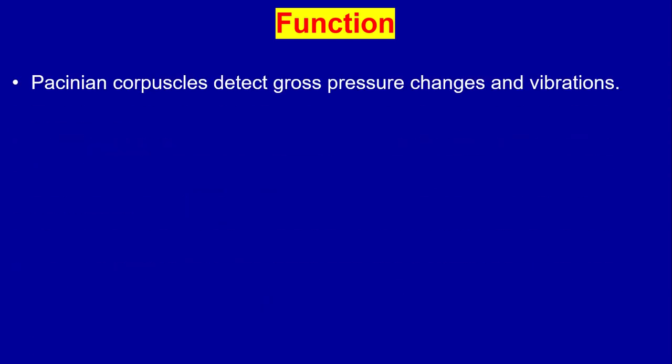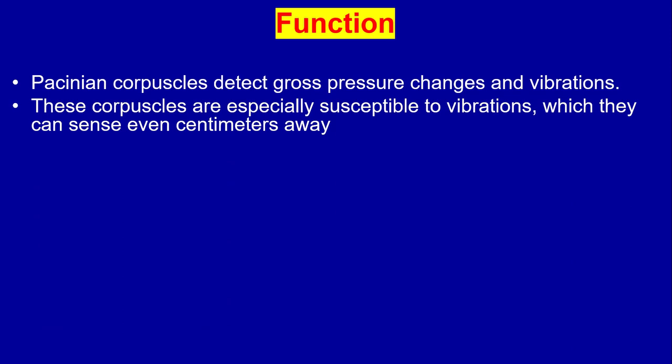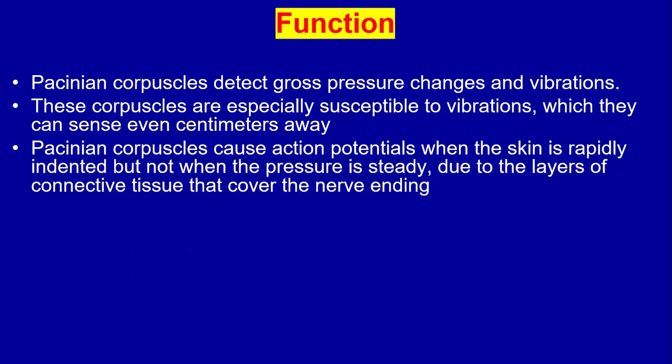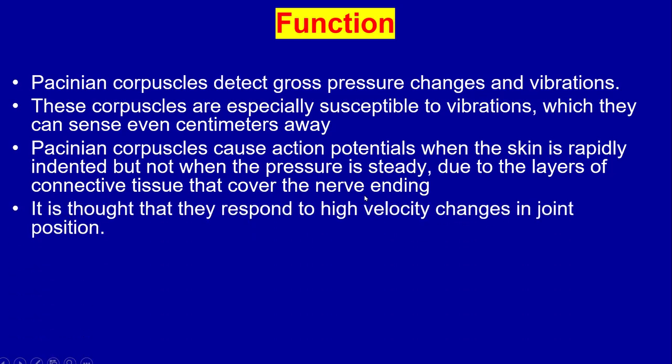Functions. Pacinian corpuscles detect gross pressure change and vibration. These corpuscles are especially susceptible to vibration, which they can sense even centimeters away. Pacinian corpuscles cause action potentials when the skin is rapidly indented, but not when the pressure is steady, due to the layer of connective tissue that covers the nerve ending. It is thought that they respond to high velocity changes in joint position.